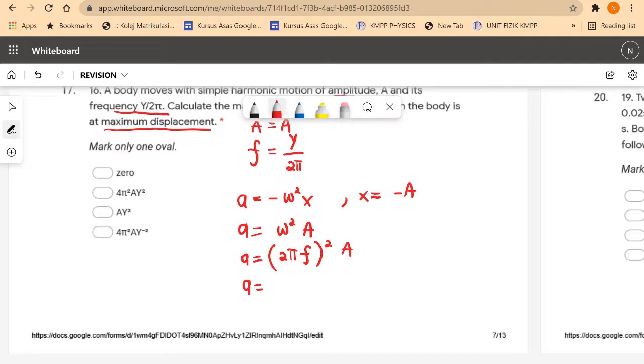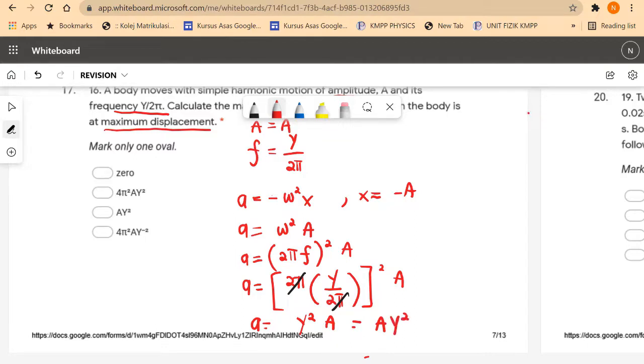So 2 pi f is, with f as y over 2 pi, squared times A. So you can cancel 2 pi. So acceleration equals y squared A, or A y squared. So the answer is C.